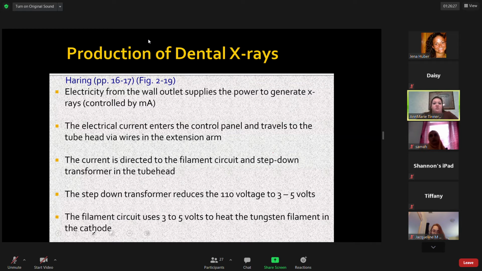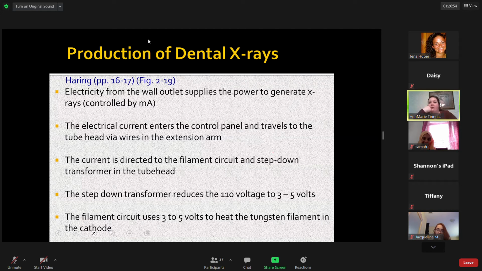The current is directed to the filament circuit and the step-down transformer within the tube head. Again, your step-down transformer reduces the voltage. The filament circuit uses 3 to 5 volts to heat the tungsten filament, and that is within the cathode. Okay, your cathode has what type of charge? Negative.